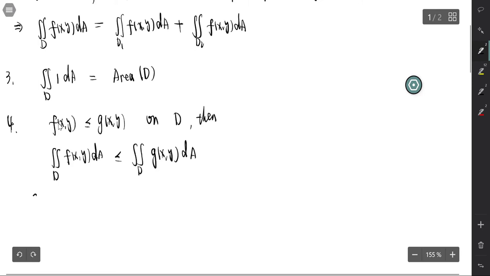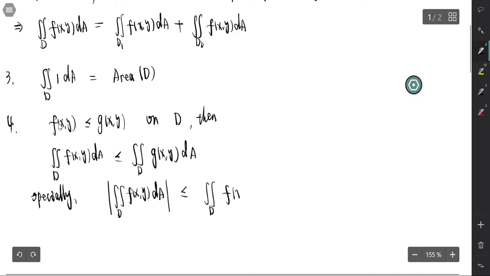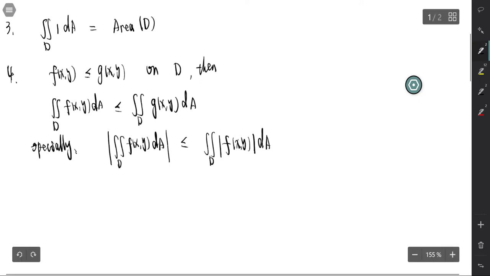There is a special case. The absolute value of the integration of f(x,y) is less than or equal to the integration of the absolute value of the function. This special case is directed from the previous inequality.